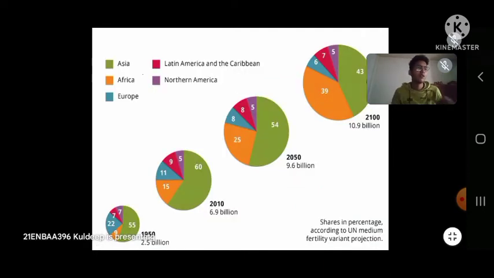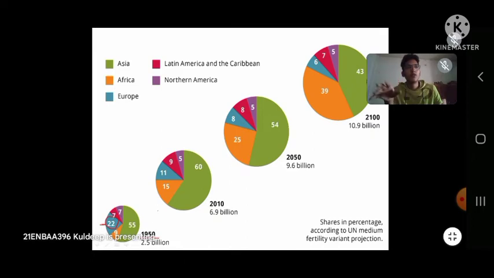Now, if we look at the share of population continent-wise, this is the data of 1950. The population was 2.5 billion, and around 50% of that population was in Asia. Asia comprised 55% of the population at that time, and the second highest was Europe.